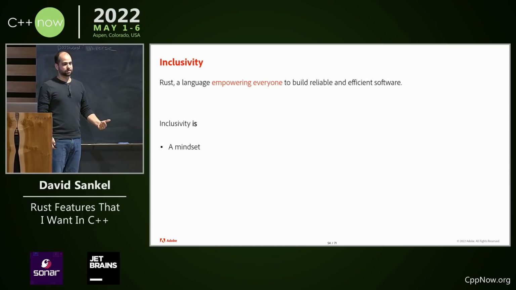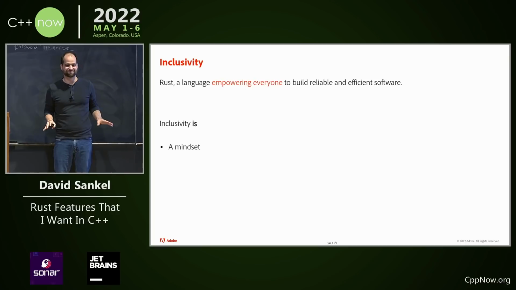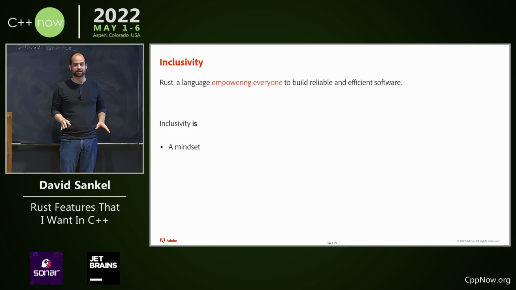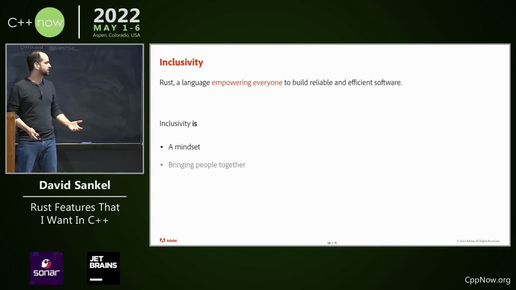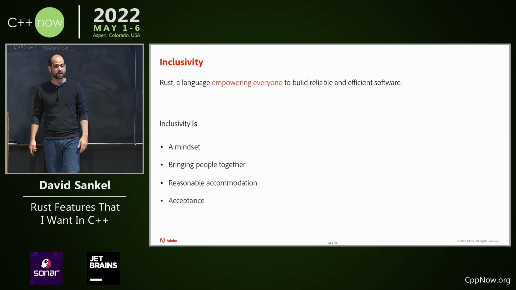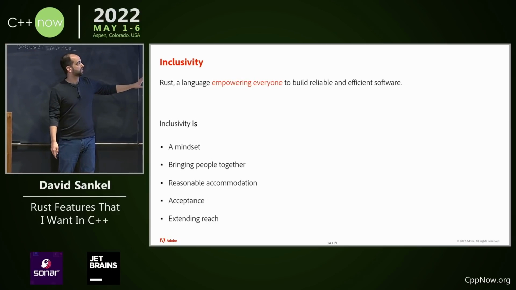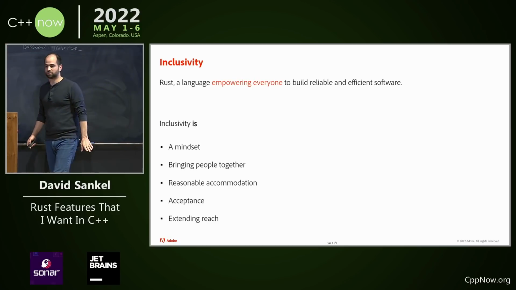Inclusivity is a mindset. It's thinking about, how can I reach out to these people that are currently not in my group? All of you here, you're in, okay? And those who are not here are not. It's thinking about, how do I close that gap? How do I get them to come in, the ones who aren't part of this? That's what it is. It's about bringing people together. It's about doing reasonable accommodation. What can we do to help people come in a reasonable way? It's about accepting people for who they are. It's about extending our reach. This is what I'm talking about when I use the term inclusivity, okay?